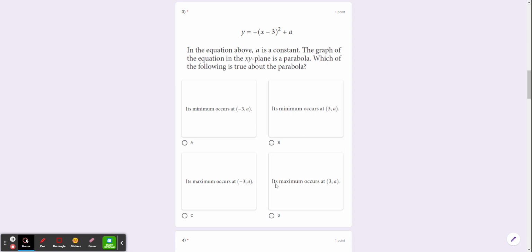Now to figure out which of these two is right, you notice the only difference is that 3. You've got -3 versus +3. This equation is written in vertex form, and the vertex is at the opposite of this number, comma, that number. But that doesn't really help us because these both already have A's. So the opposite of -3 is +3. So this graph has a maximum at 3, comma, A.